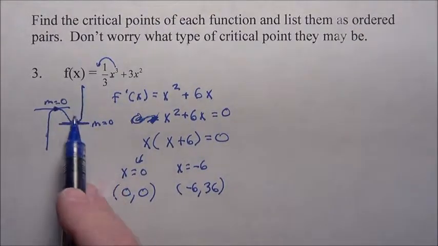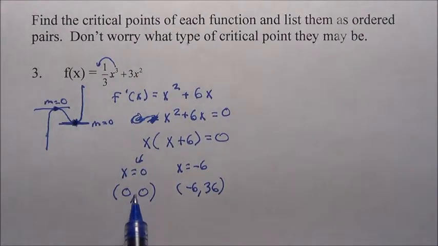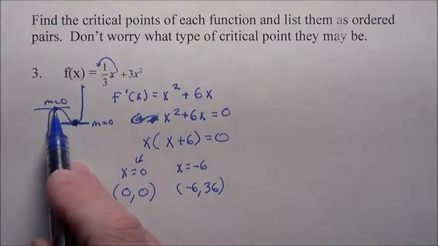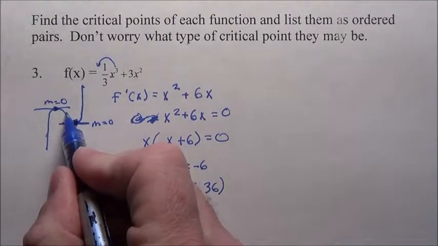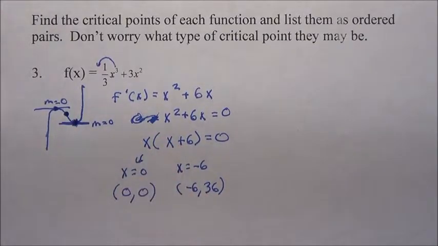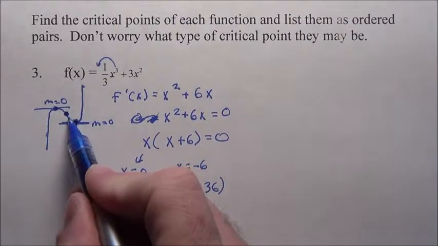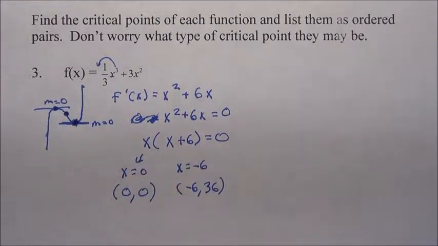Now, since I drew the graph for you, yes, I can sort of see this critical point is actually a minimum. This negative 6, 36 is actually a maximum. Now we got one more critical point. Don't forget about the point of inflection. The point where that guy starts going curved up and then he starts curving back down. Sort of where it flips its turning, I guess you could say.